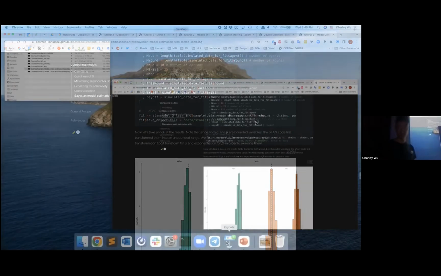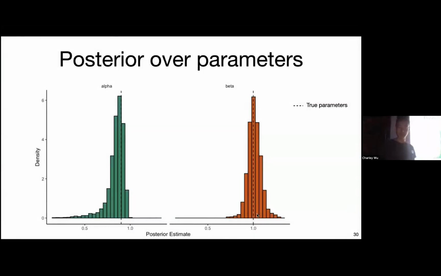Now let's look at the results. What I'm showing you here are the posterior estimates for the alpha parameter and the beta parameter for Q-learning agents, and the dashed vertical line shows you what the true underlying parameter values were, which corresponds really well to the mode of these posterior estimates. So the Bayesian estimation seems to have done a good job, despite the fact that we used relatively little data and relatively few samples to estimate this.